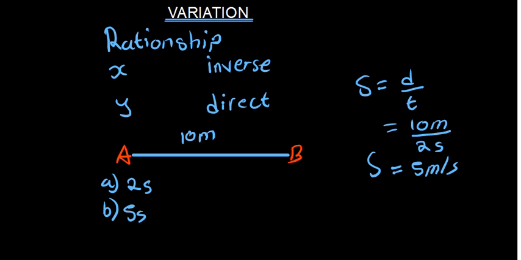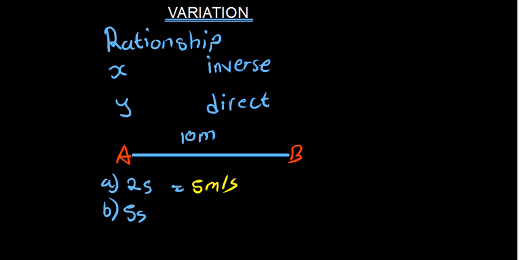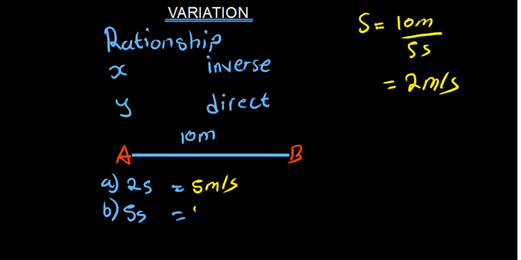Here we have found 5 meters per second. Now let's try to use the 5 seconds that we have been given as well. We are still going to say the same thing: our speed is equal to our distance, which is 10 meters, divided by our time, which is 5 seconds. And what you're going to get is 2 meters per second.